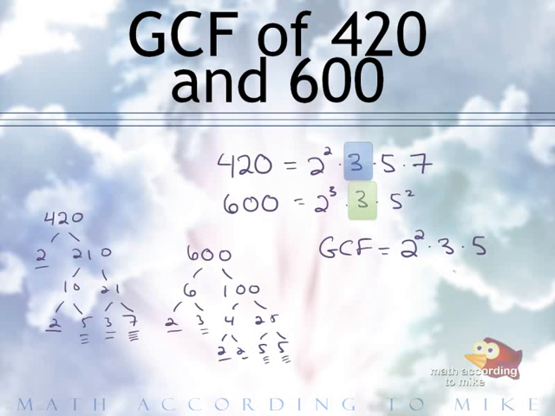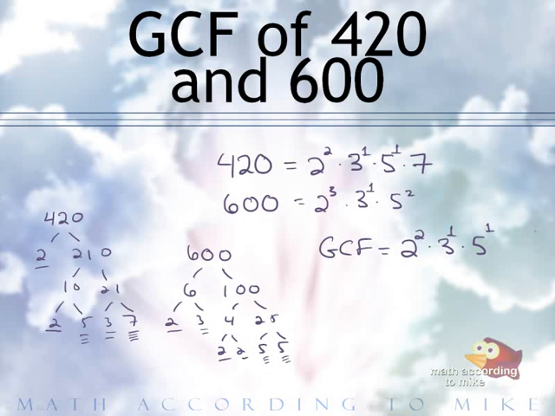Notice for the 3's, they're technically both 3 to the firsts. And if you want, I'll write that in. So technically it does not matter which one you pick, because they both are the same value. So in the GCF, I'm going to write 3 to the first. For 5, we technically have 5 to the first and 5 squared. The one that's the smallest is the 5 to the first. And again, we don't talk about the 7 because it's not common to both.